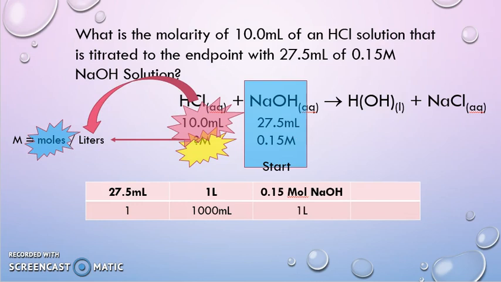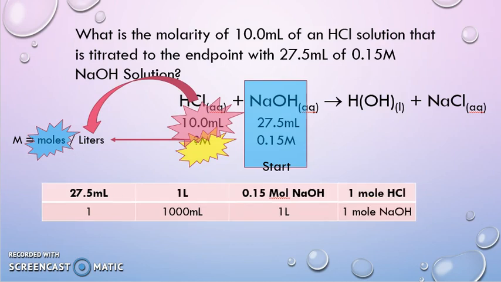So I'm just going to fill in my numbers here. 0.15 moles per 1 liter. And now that I'm through to moles, it's time to apply my mole-to-mole ratio. I'm going to go from sodium hydroxide to HCl, and that is a 1:1 molar ratio. Time to plug and chug, and I find that my final answer is 0.00413 moles of HCl. That's exactly what I was looking for.